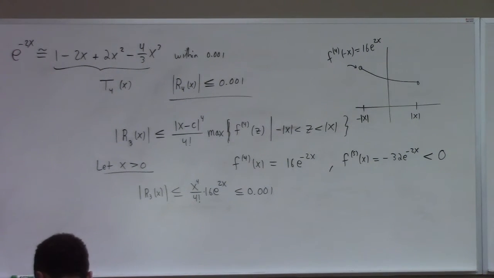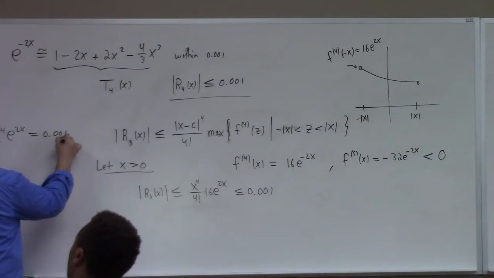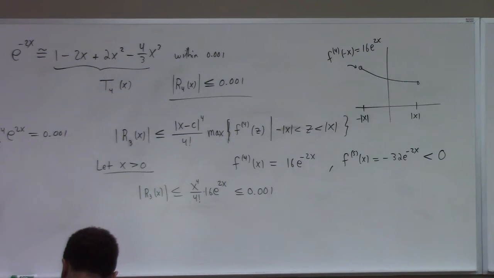And that you should try to do numerically. I don't know about you, I cannot solve x to the 4th times e to the 2x equals 0.001. 16 over 24 is 2/3, but like this, I can't solve that. So you have to use a numerical method to actually find the x. Anyway, this one is way harder than the three which come right before it. All of those we can solve with the alternating series estimation theorem.